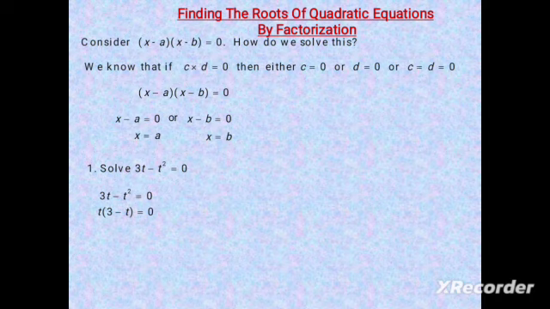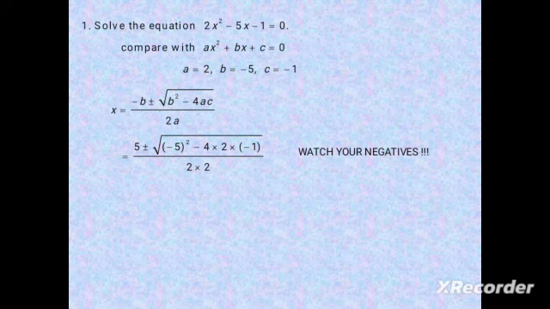b squared in this case will be minus 5 in brackets, squared. Otherwise, if you say it is minus 5 squared without putting that minus 5 into brackets, then you will not get the correct answer. You will get negative 25. But minus 5 in brackets squared, minus 4 times 2 times minus 1, over 2 times a, and our a is 2. So that one you will simplify it and get 5 plus or minus root of 25 plus 8, over 4.